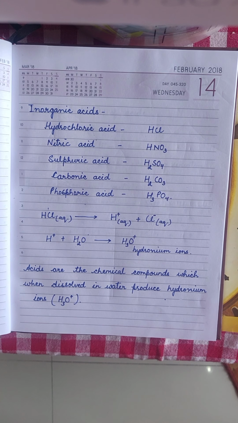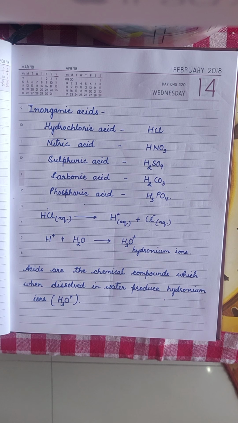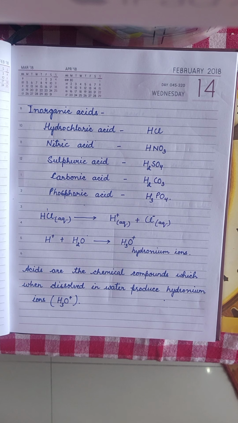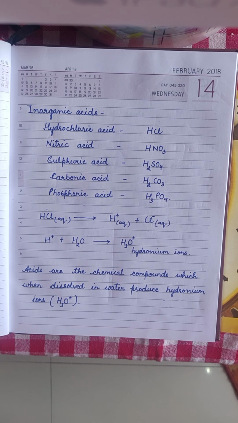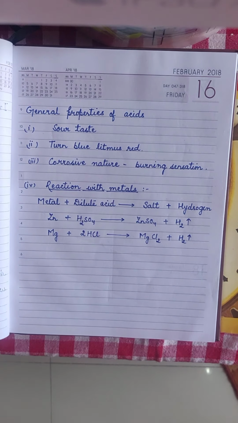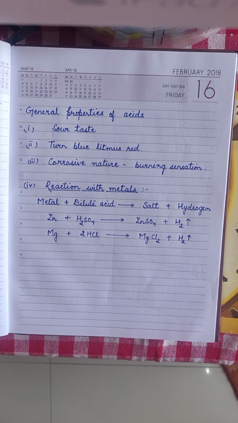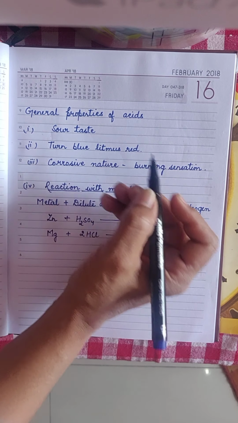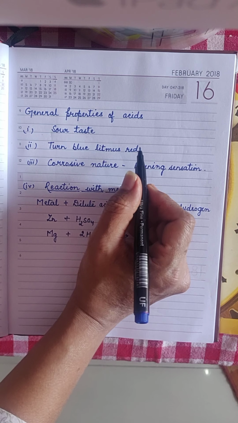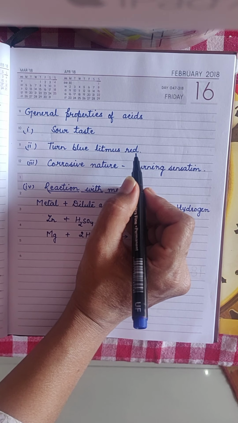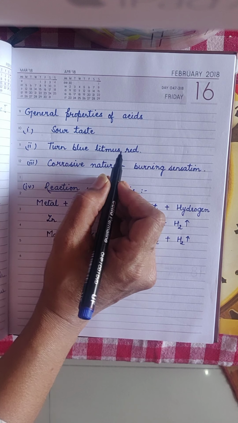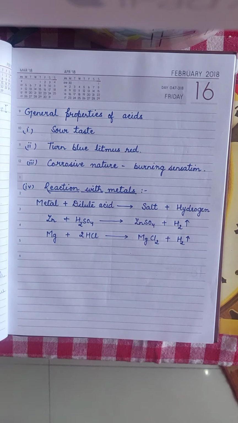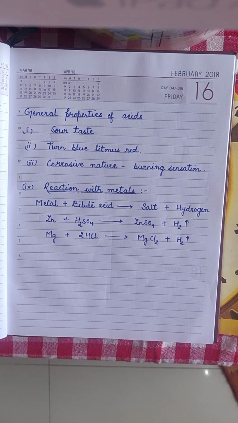Now, this is a very basic definition of acids. In your higher classes you will study the concept of acids and bases in terms of electron transfer also. Now let us start the general properties of acids. As already told to you, acids are sour in taste. Their action on different types of indicators we studied in the last video. For example, they turn blue litmus red, they change the color of methyl orange to red, and phenolphthalein remains colorless in acidic solutions.